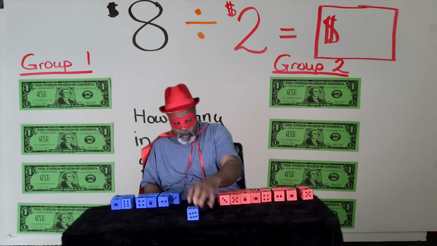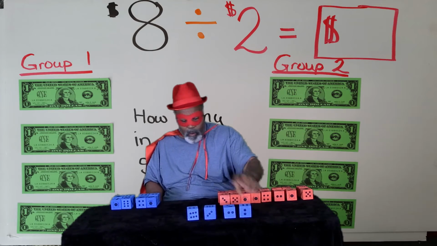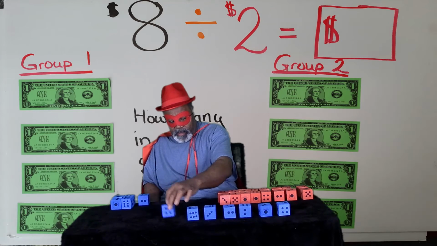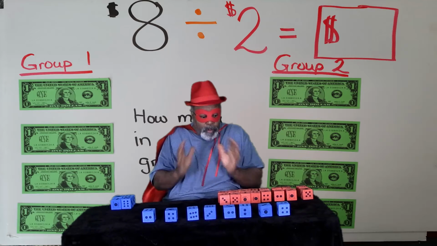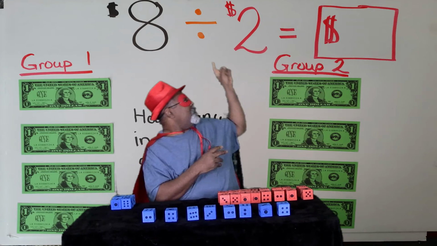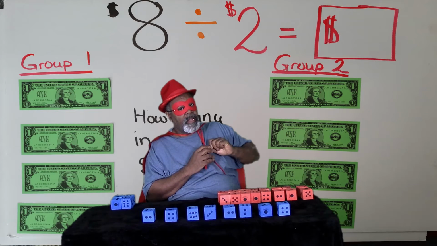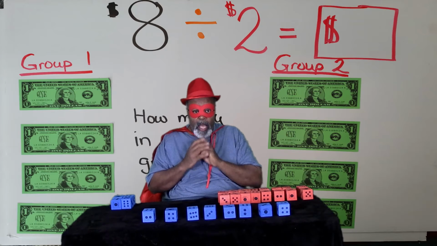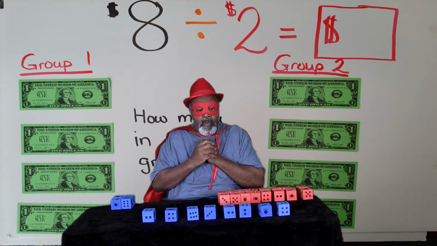1, 2, 3, 4, 5, 6, 7, 8. So we have 8 blue dice. That's what it says, 8. And now we're going to divide it into how many groups? 2 groups. So that means I'm going to have to figure out a way how I'm going to divide these 8 blue dice into 2 groups. You have any ideas?